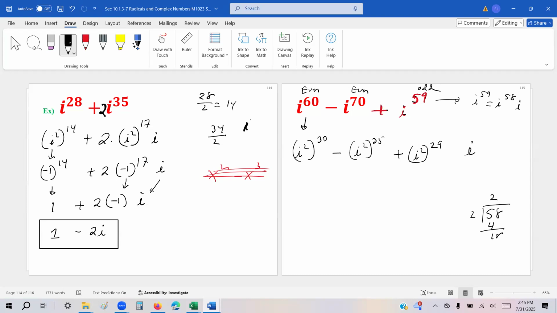So when it's odd, break it down into even and then 1. So all of them will be -1. So you have -1, 30 times, -1, 35 times, -1, 29 times, but with an extra i.